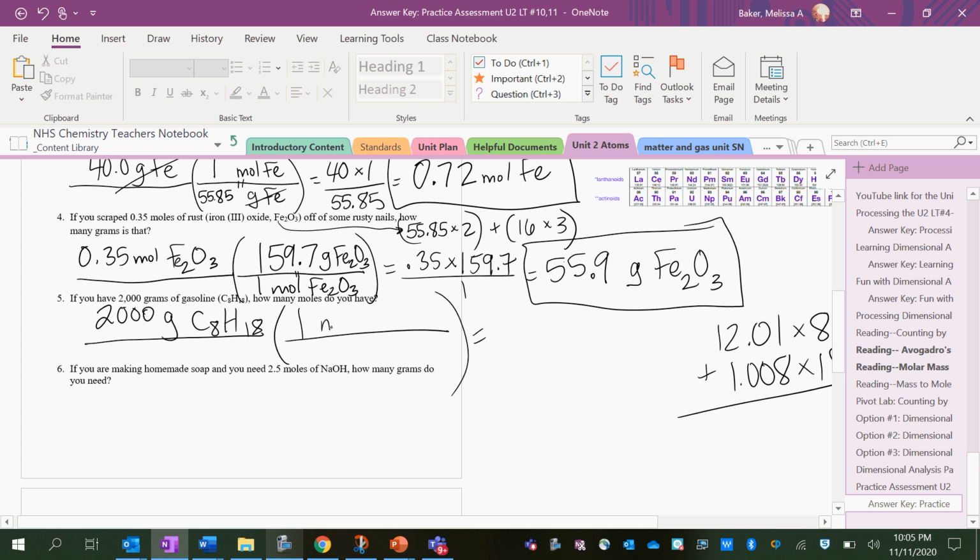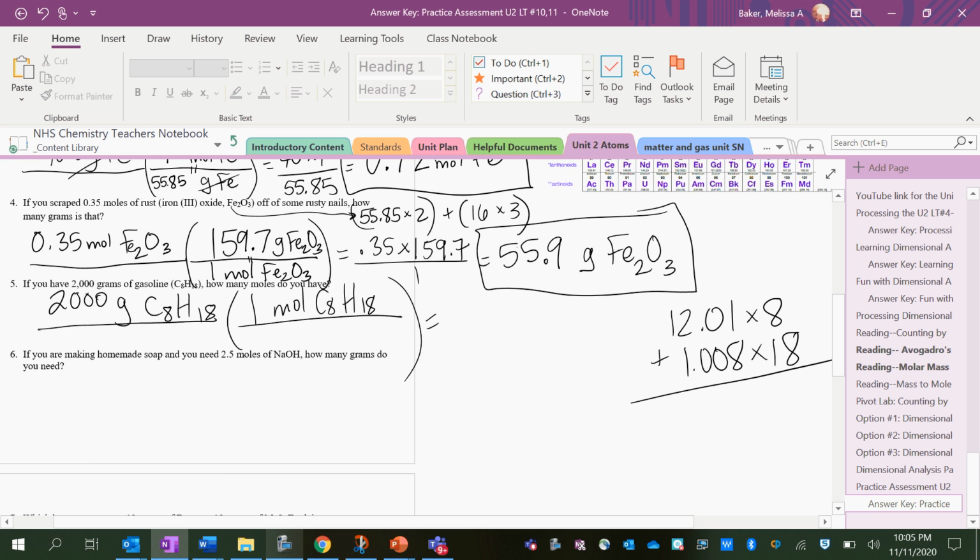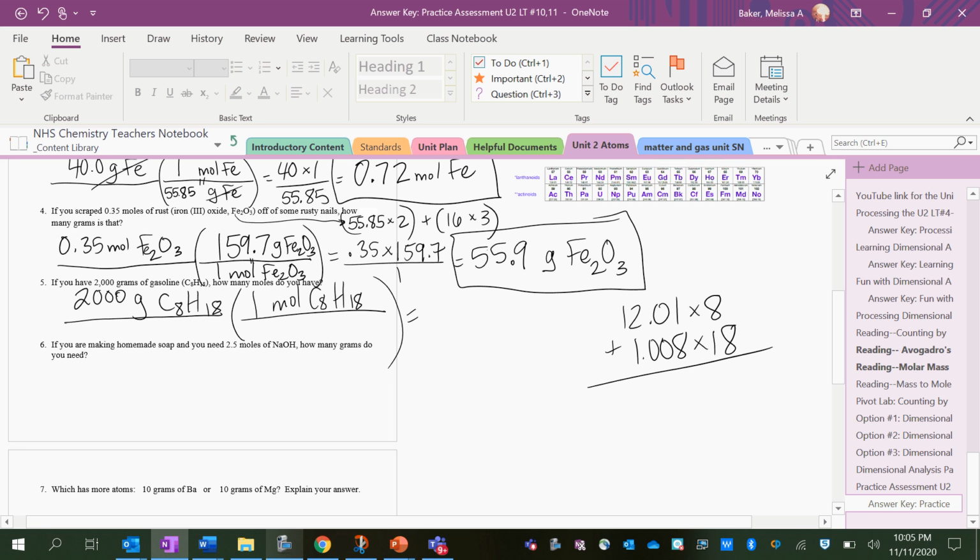So I want 1 mole of C8H18 on the top, and I want that, oh goodness, now I forgot to write it down. It's good that I'm making this mistake though, because this is very common for students. And then I'll explain again how you know that you're right. I just noticed that my units weren't canceling out. So grams of C8H18 are on the top and the bottom. So those cancel out, and then I'm left with moles, which is what the question is asking for.